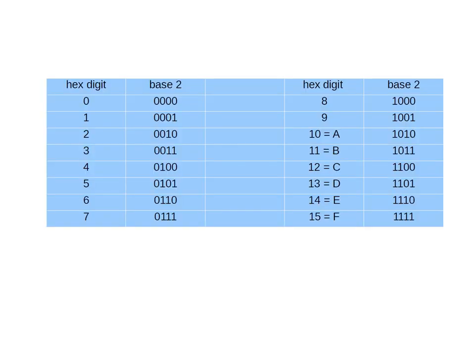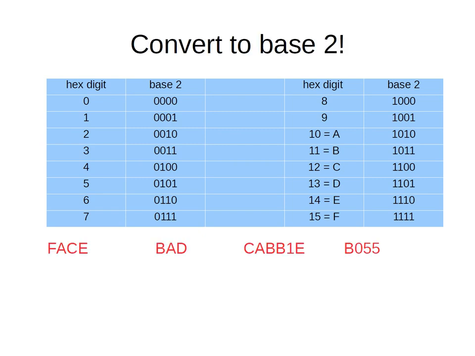Okay, here's just a little chart that shows you the hex digits with the base 2. Since this is a video, I don't have to spend long on this. You can pause the video anytime and focus on a slide. So I'm just going to go right on and say, what if I want to convert face, bad, cabbie, and boss? I'm just being silly.